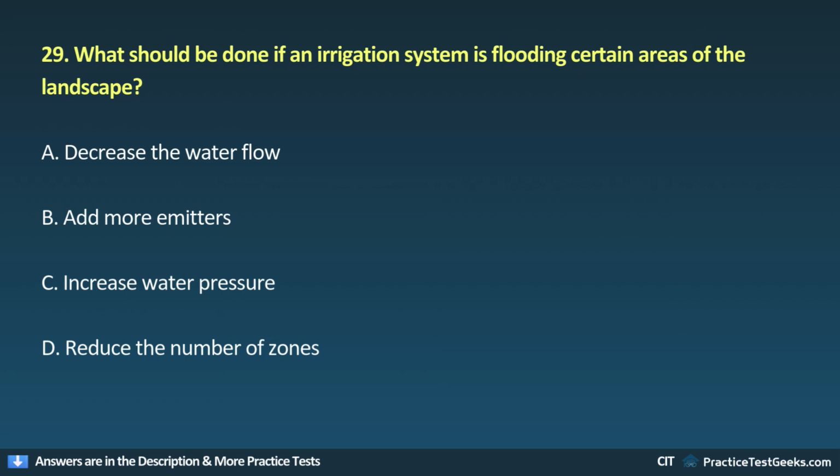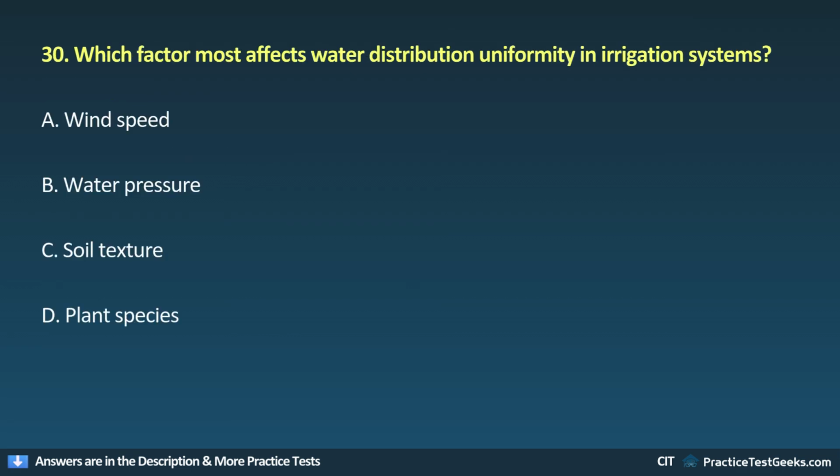29. What should be done if an irrigation system is flooding certain areas of the landscape? A. Decrease the water flow. B. Add more emitters. C. Increase water pressure. D. Reduce the number of zones. 30. Which factor most affects water distribution uniformity in irrigation systems? A. Wind speed. B. Water pressure. C. Soil texture. D. Plant species.